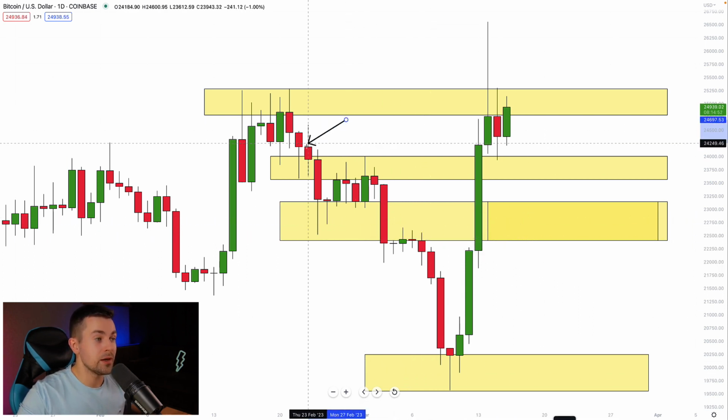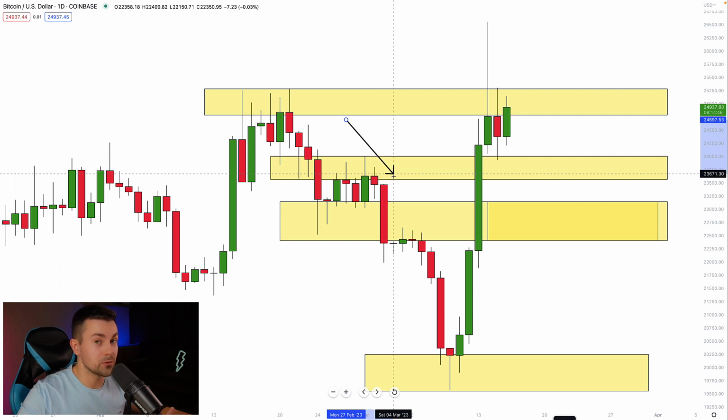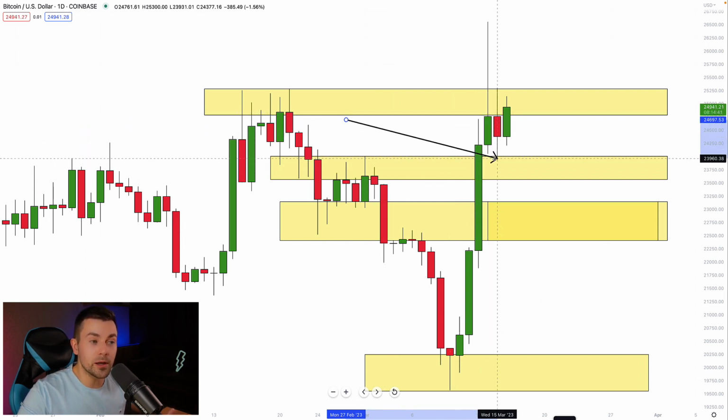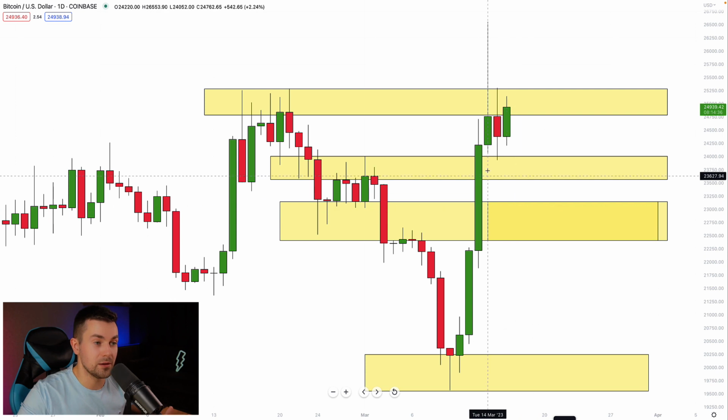Then goes that structure. Yes, again, it was a very strong support. After the breakout, it turned into resistance. But then that structure was broken. And after the breakout, you can see that it turned into support. And buyers nicely respected that structure. So again, it is a completely valid structure.